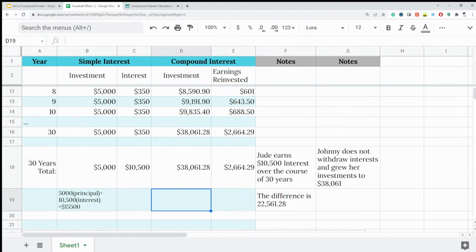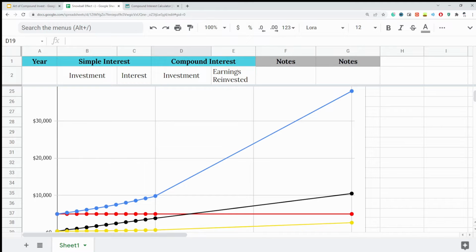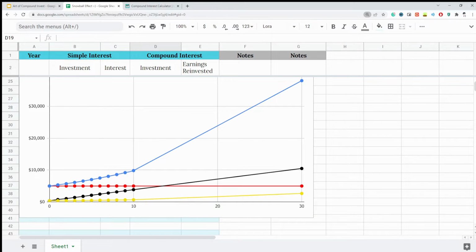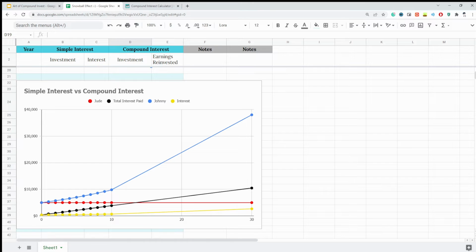And I also wanted to share this graph over here. If you guys didn't understand any of the numbers that I stated, my apologies. And hopefully this graph represents what I'm trying to say. So over here, this is Jude. This is the $5,000, the principal, which does not increase. Jude does not put any money in. So this 5,000 stays the same for the 30 years. And then the total interest paid increases steadily. But this is also withdrawn.